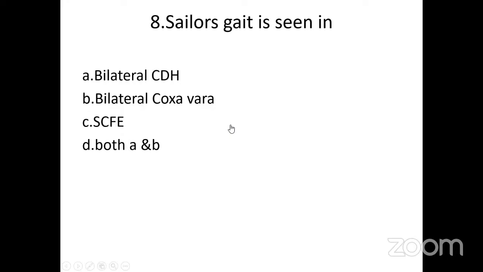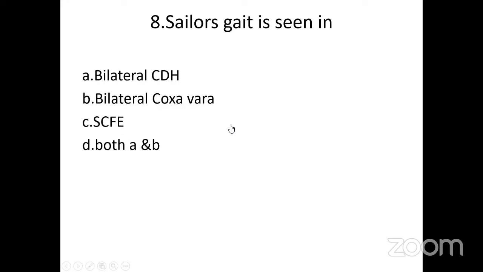In Trendelenburg gait, the patient will limp with a lurch. Lurch means sway to one side. So the patient will limp with a lurch to the same side, swaying the body to one side. Sailor's gait is a bilateral Trendelenburg gait, where the patient sways to both sides, and that is seen in bilateral CDH.